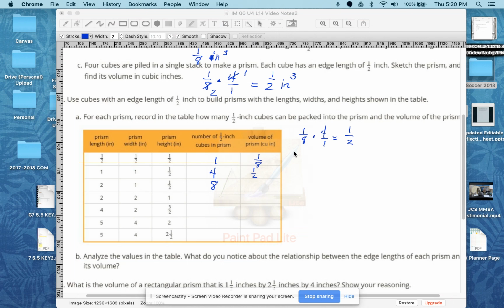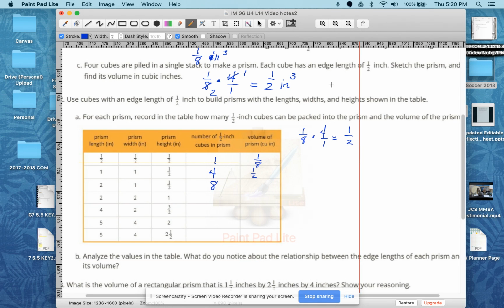And then they want to know, what is the volume of that prism? Well, again, we know the volume of 1 is 1/8. So if I take 1/8 and multiply it times 8, or 8 over 1, 8 cancels out 8, and I'm going to get 1 over 1, or 1. So the volume of that prism will be 1 cubic inch.